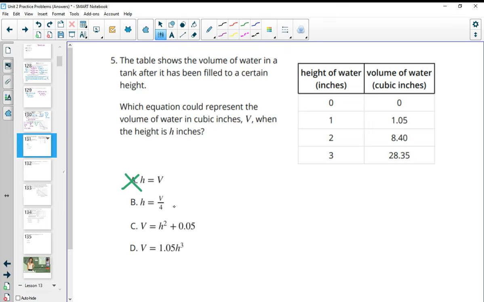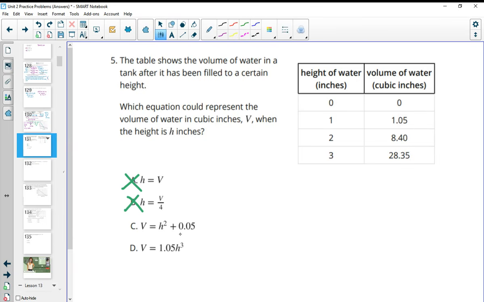H equals the volume divided by 4. So if we take the volume and divide it by 4, do we get back to the first one? Only in the first ordered pair. Only 0 divided by 4. 1.05 divided by 4 isn't 1. So that doesn't work.